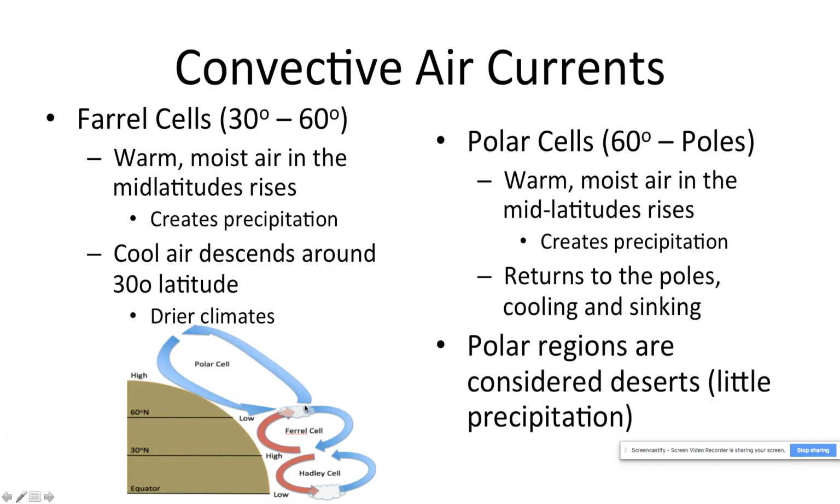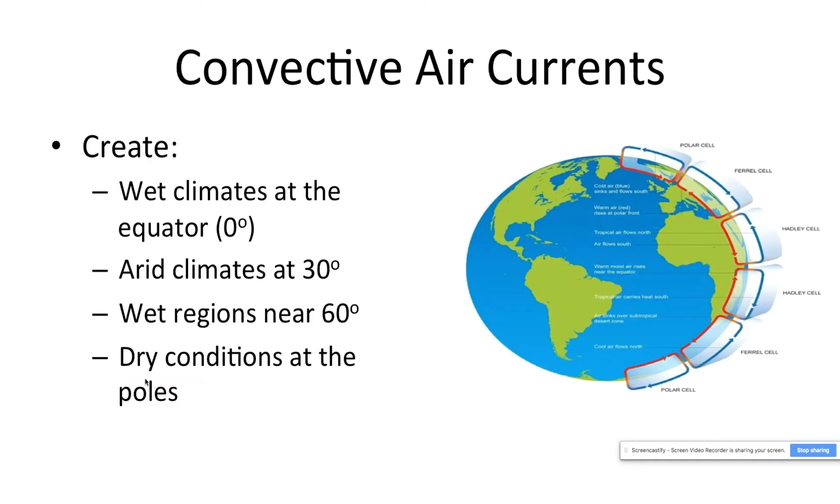Okay. You can see here my warm air is rising at 60 degrees, and the same convection cell is happening. The drier air descends at 30 degrees. And so I have another bit of rainy climate here at 60 degrees. These are called Ferrel cells. And above that, you have the polar cells, where the dry air falls at 90 degrees, at the poles, which is why the poles are deserts, because they don't have any precipitation.